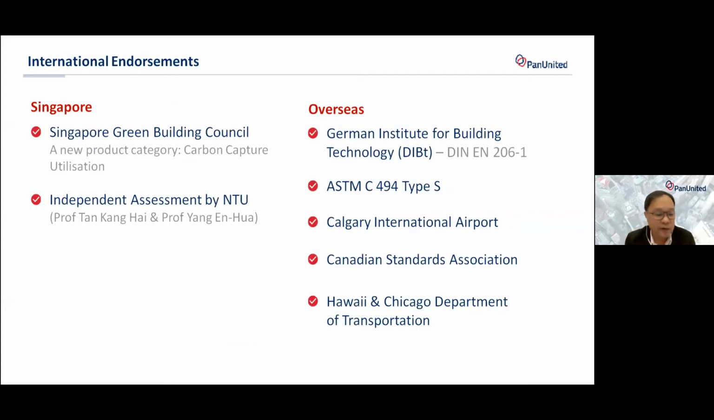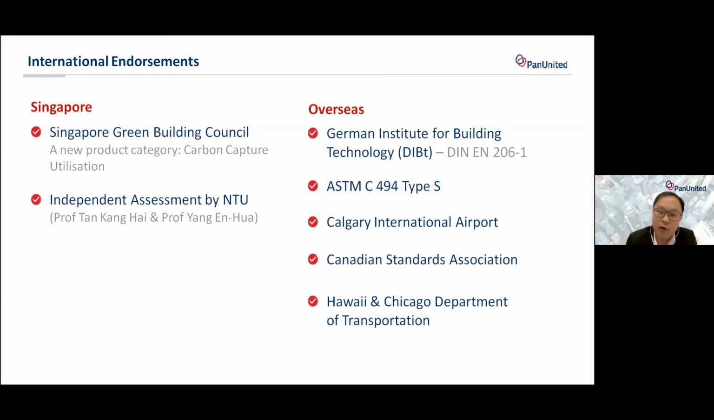And some of the international endorsements you can see over here. In Singapore, our carbon capture and utilization product is achieving the highest 4-tick status under the Singapore Green Building Council, SGBC, which certifies green concrete products. SGBC created a new product category just to acknowledge the importance of this specialized carbon dioxide utilization product. Test reports were also conducted comparing normal concrete and CarbonCure concrete, and an independent assessment by Nanyang Technological University's Professor Tan and Professor Yang concluded that the performance of concrete made with CO2 and normal concrete is comparable.